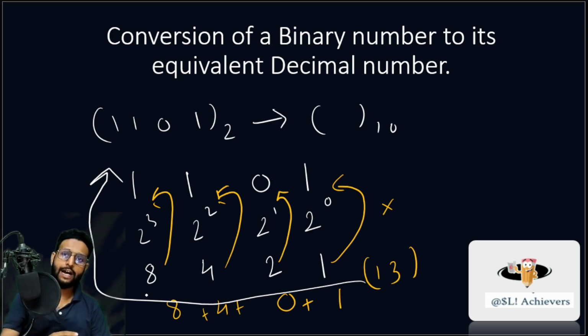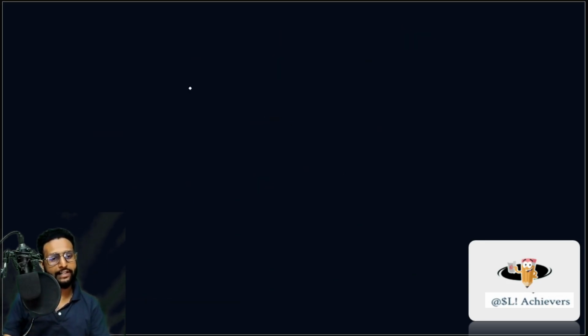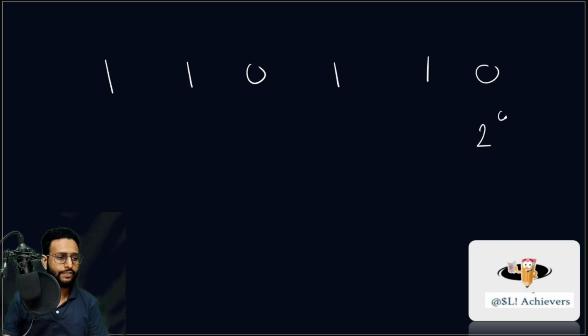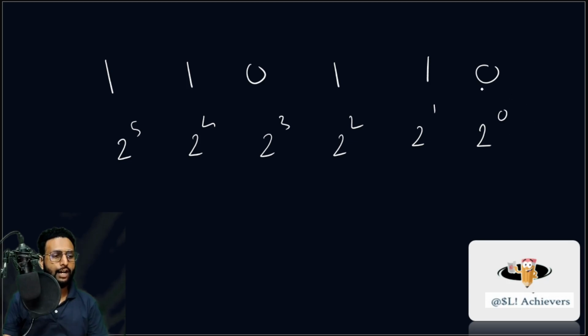Okay, now I will take one more example for better understanding. Suppose I have a binary number like 1 1 0 1 1 0. Okay, now I have to write to the power 0, then to the power 1, to the power 2, to the power 3, to the power 4 and to the power 5. Okay, now to the power 0 is 1, then 2, then 4, then 8 and then 16, then 32.